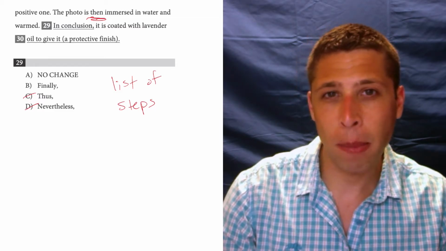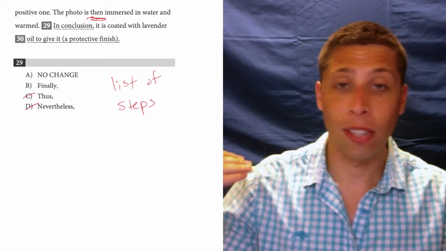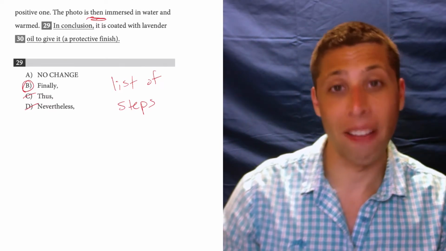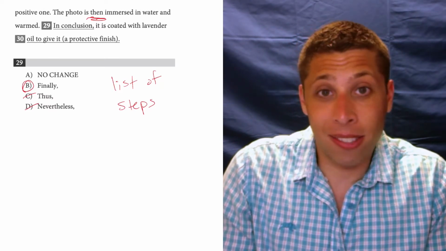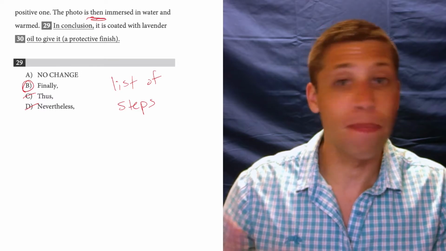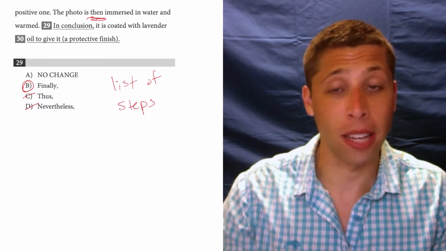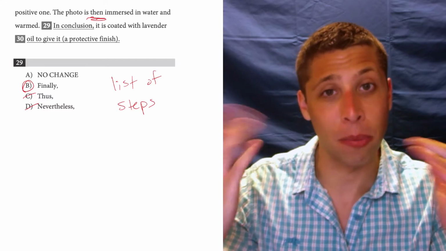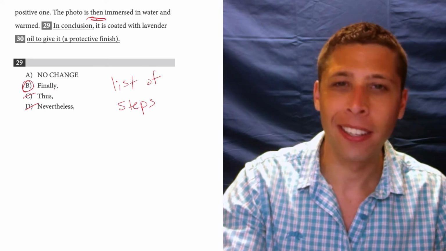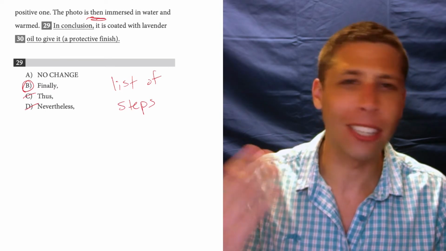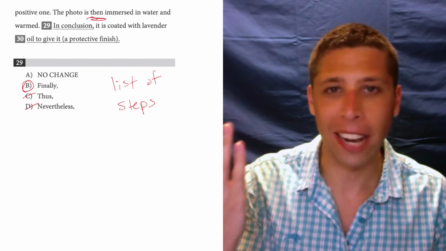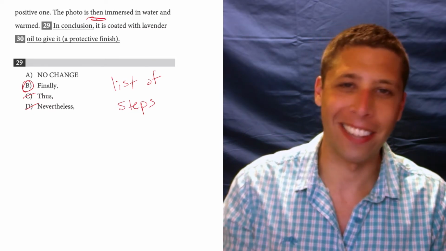But this is just a list of steps. There's no opinion. There's no right or wrong. It's just first you do this, then you do this, and finally you coat it with lavender oil. Hopefully that just seems normal, but I get why A and B are kind of close. The difference between them really is just the circumstances in which we'd use each of them. Both would be used as an ending, but if you were baking a cake, the last step wouldn't be, in conclusion, put the frosting on, right? Or in conclusion, take it out of the oven. It's not the same kind of thing.